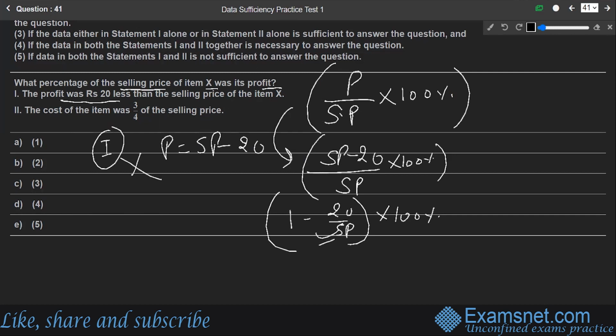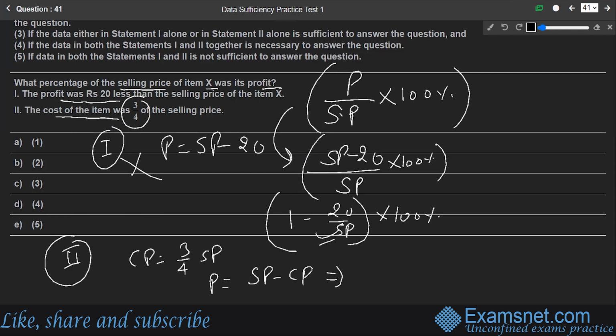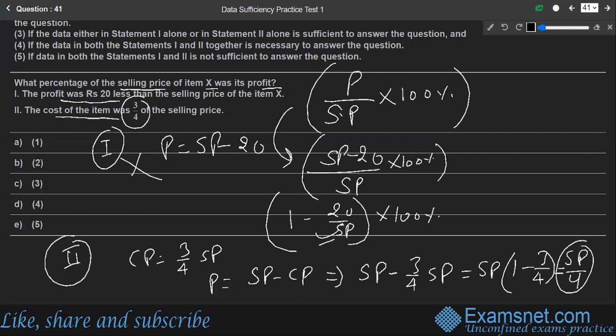So statement number 1 alone is not sufficient to answer the question. Let us check statement number 2 alone first. They say the cost of the item was 3 by 4 of the selling price. Okay, so what will be the profit? Profit will obviously be selling price minus cost price, that is selling price minus 3 by 4 of selling price. If we take selling price common, it becomes 1 minus 3 by 4, which is nothing but 1 by 4. So the profit value comes out to be SP by 4, that is selling price by 4.